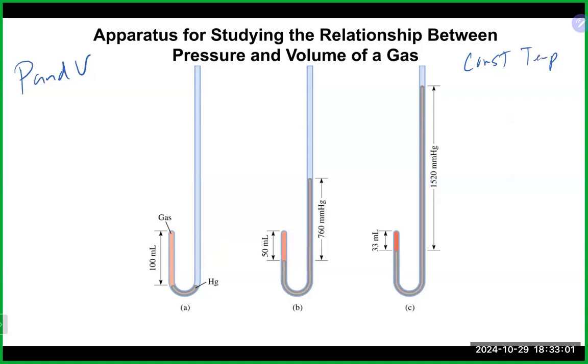And what we see here, if we look at each of these manometers, we have 100 in terms of our volume. Then it comes to 50 in terms of our volume, and then it comes to 33 in terms of our volume. And what we see in terms of the pressure is, when we have 100 and we cut the volume in half, now we have this much more pressure. And we cut it even smaller. Now we have this much more pressure.